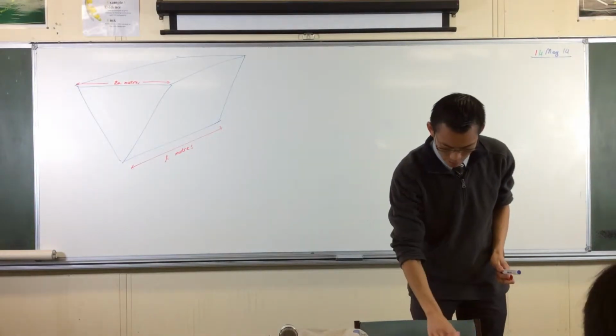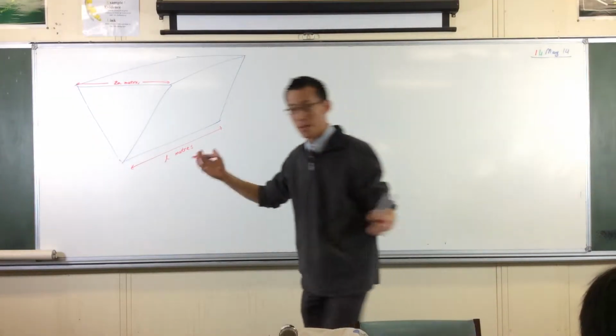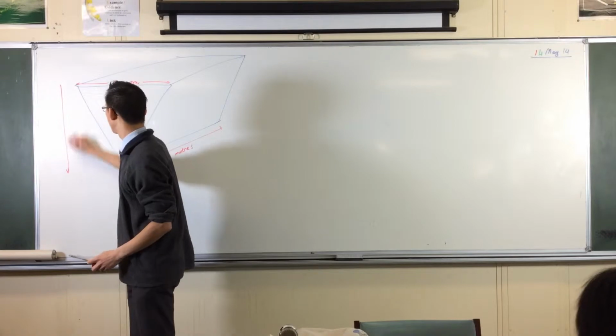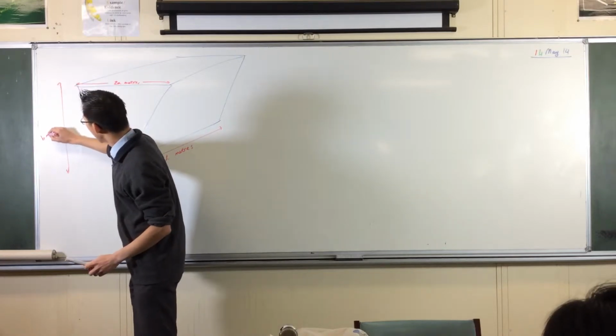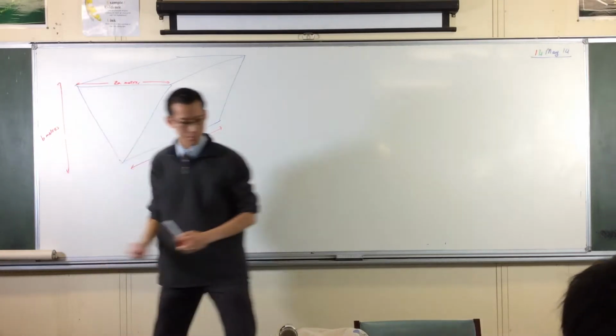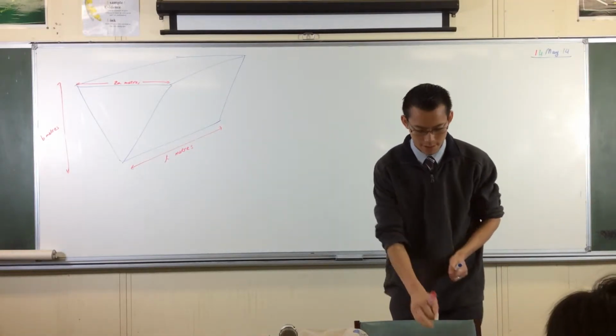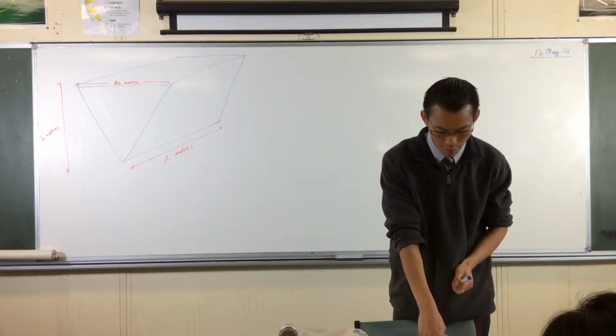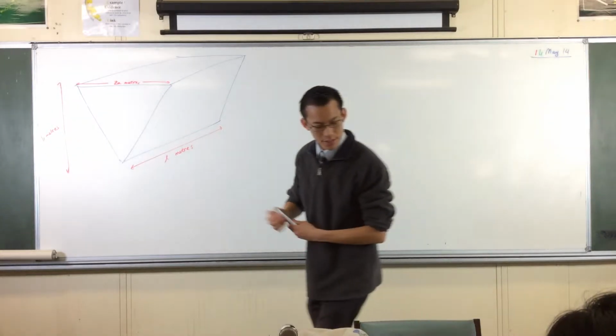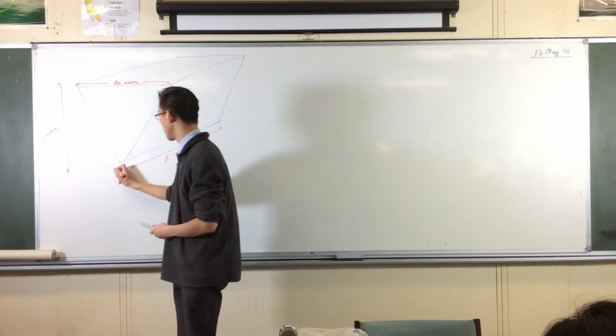Height B meters. Okay, so we've got this measurement. Find the rate at which the water level is, sorry, I missed the sentence. Water leaks from the trough at a constant rate of C meters cubed per minute.